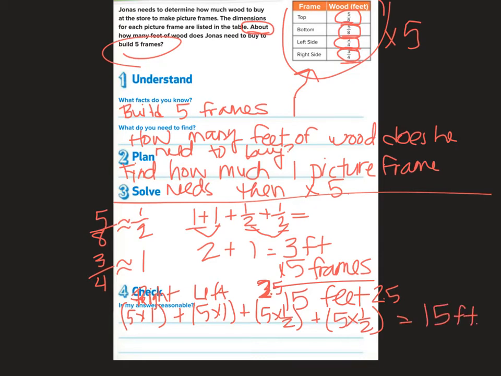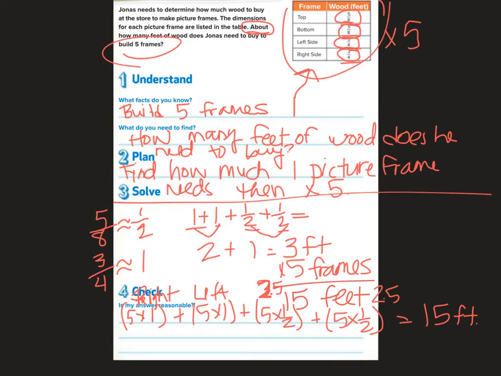So it is reasonable. They said that instead of finding how many one picture frame needs and then multiplying by 5, you could ask how many top boards do I need? How much would I need to do the bottom boards? How many would I need to do the left side? How many would I need to do the right side? That's what they were saying. So there is that one for us.